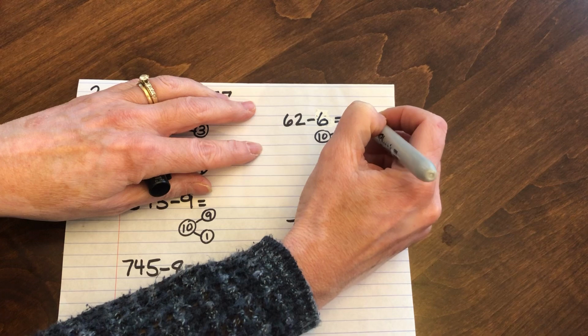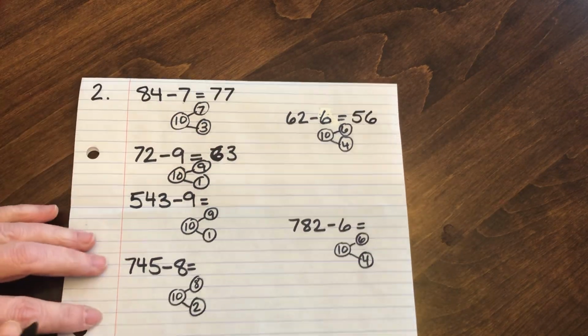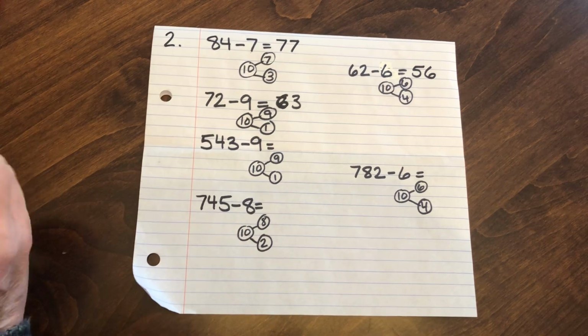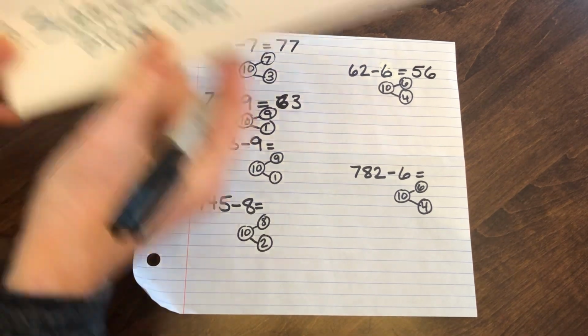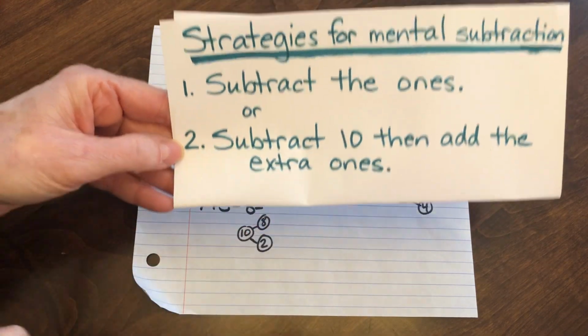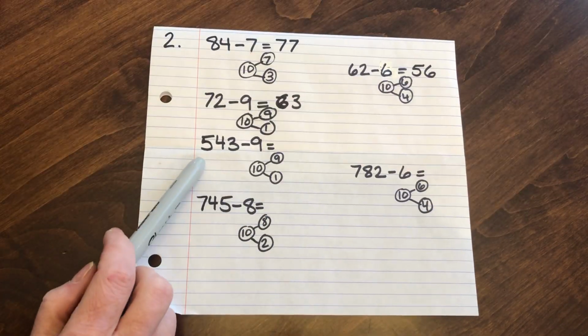Should be 56. Yeah. All right. What if we have a 3-digit number? Does that change anything, or can we use the same strategy? Yep, we can use the same strategy. Subtract 10 and then add the extra ones. Let's do that when we have a 3-digit number.